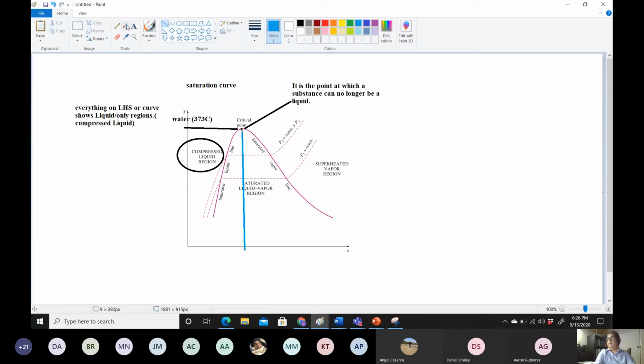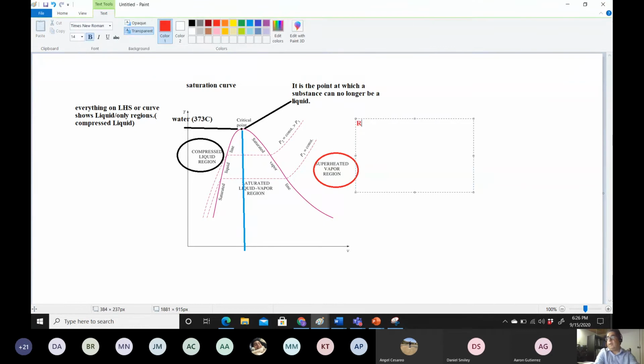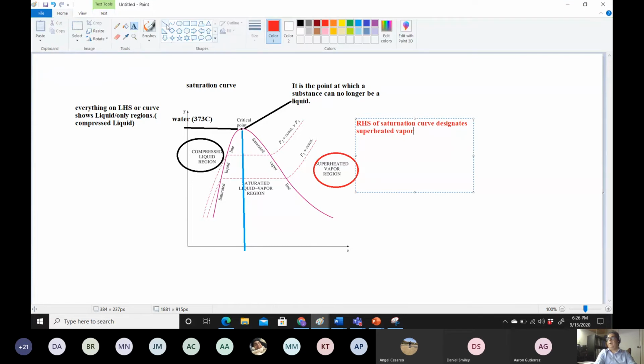And speaking of superheated vapor, that's this region here. I'll just write it in red. The right-hand side of the curve designates superheated vapor. In other words, everything to the right of the saturated line is the superheated region. So it's a gas basically. It's a gas that can have different temperatures. It's not a saturated vapor. It's a superheated vapor.